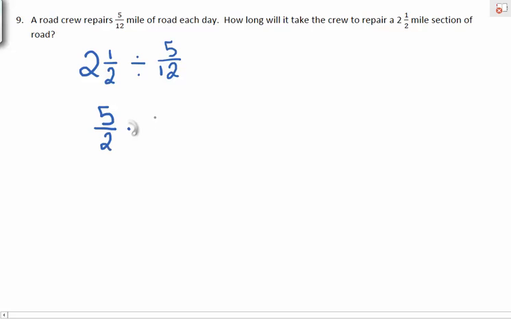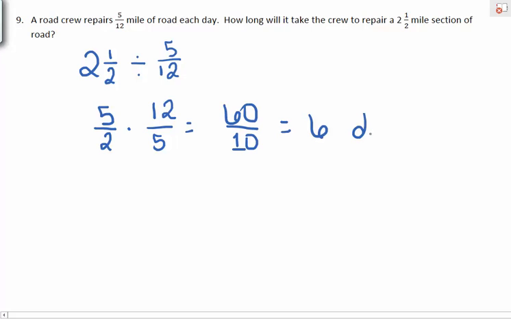Division means multiplying by the reciprocal, so we'll multiply by 12 over 5. 12 times 5 is 60. 2 times 5 is 10. And 60 divided by 10 is 6. So it will take 6 days.